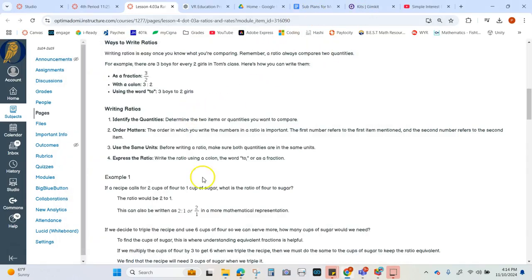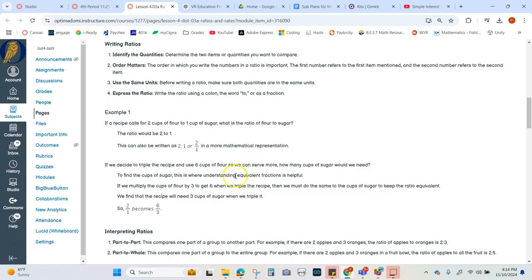Step 3, make sure you use the same units. We'll talk more about this later. If you have a question talking about miles, make sure both numbers are talking about miles, not one in miles, one in kilometers. And step 4, express the ratio. Write the ratio using a colon or the word "to" or as a fraction. Let's look through some examples.